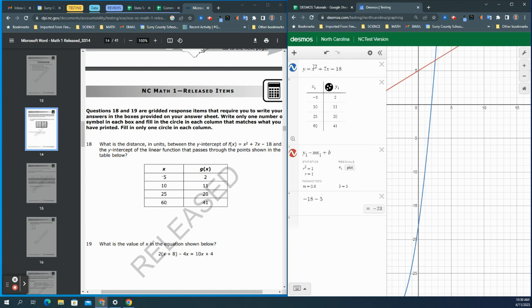Again, we plotted the quadratic first. It's blue. We entered in the table. It says it's linear. Therefore, we use y1 tilde mx1 plus b, and it's going to graph the line. It graphed it in red, and I zoomed in so I could see this point is at negative 18, and this point is at 5. So to go from there to there is 23 places. Distance is never negative, so we wouldn't use a negative answer here.